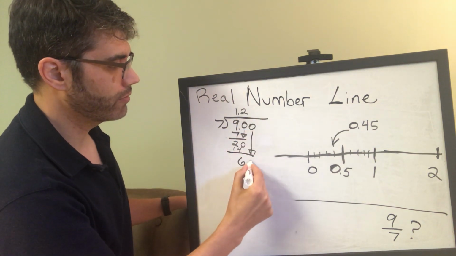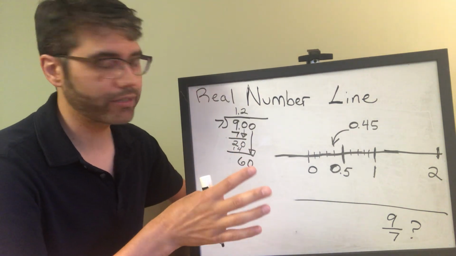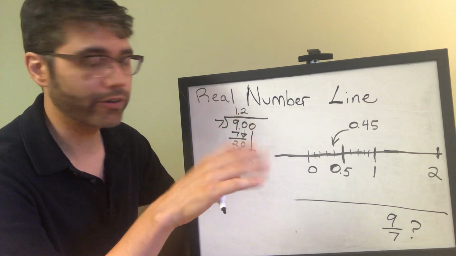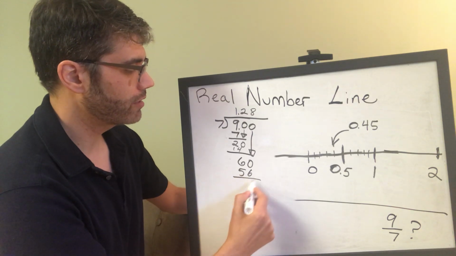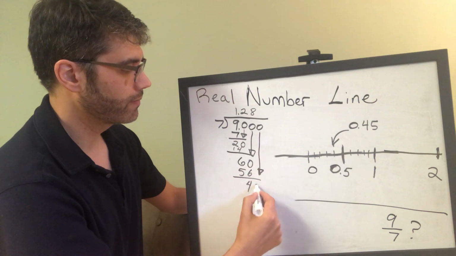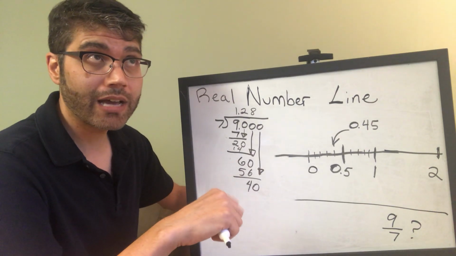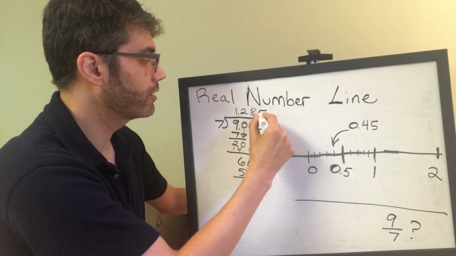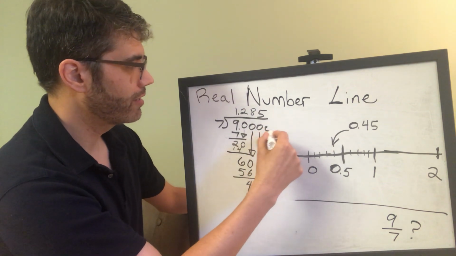Drop down that 0. 7 goes into 60. This is where knowing your times tables really helps. So I know that 8 times 7 is 56. That's about as close as I can get to 60 without going over. So I'll put in 8. 8 times 7 is 56. Subtract it, it's 4. I need yet another 0. 7 goes into 40. Let's see, 7 times 5 is 35. That gets us close to 40, but not over. So there we go. That's 5.